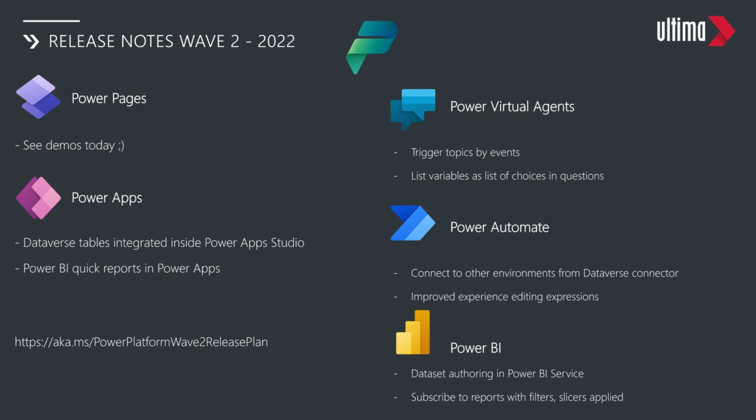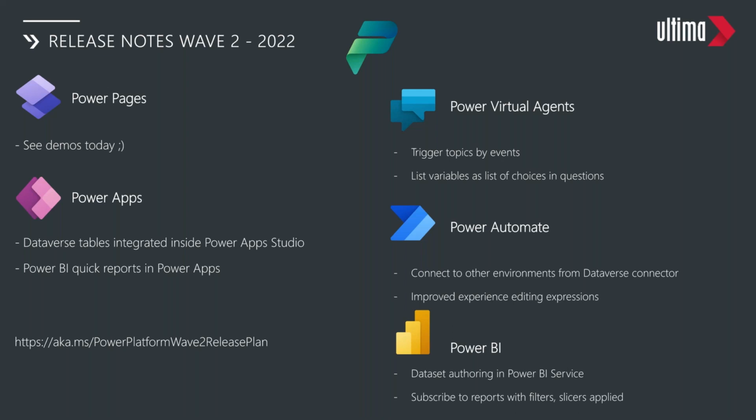But this plan has all the listed features with their estimated delivery times. So some features will be first delivered in preview, and some will directly be generally available. So there are these kind of timelines in this document and in this plan as well. But looking at that plan, these are the highlights for me.